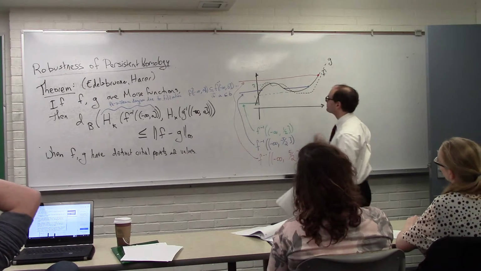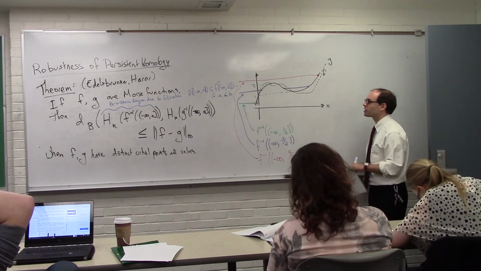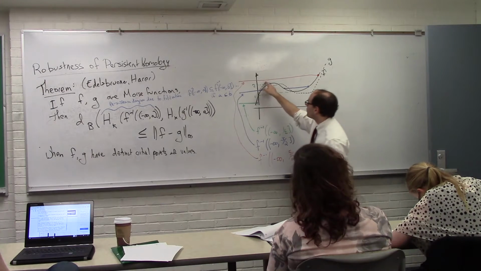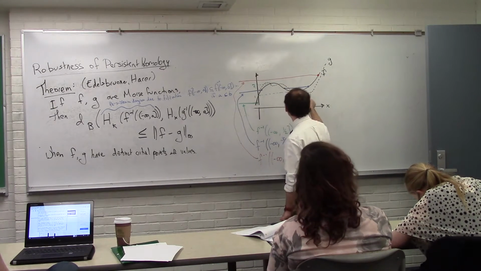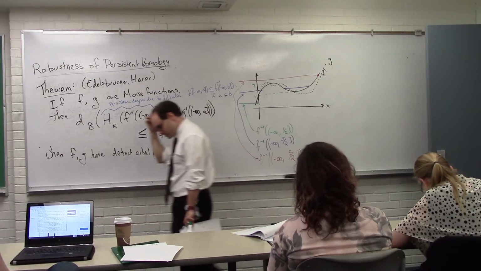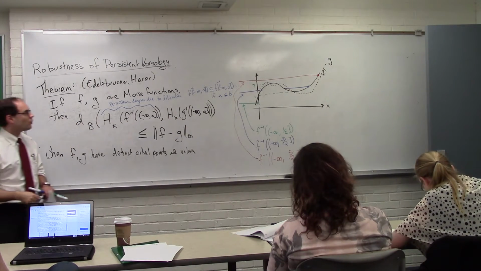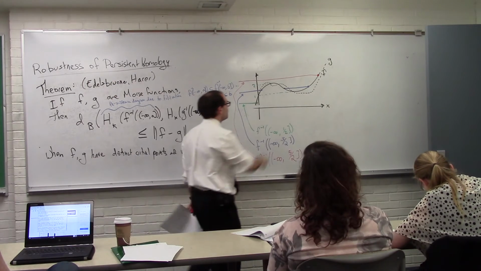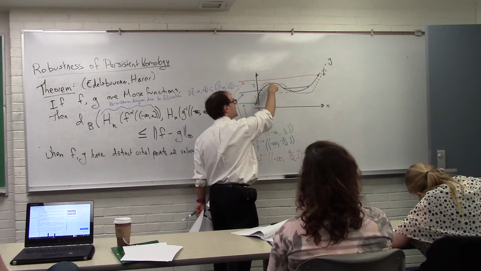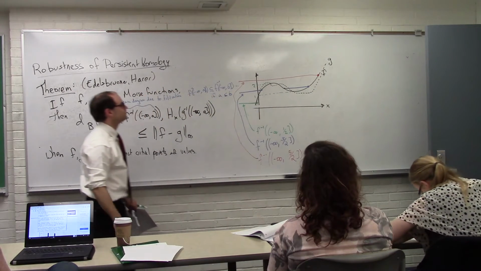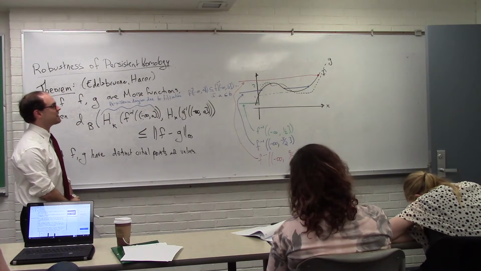So that's G. Bunch more critical points. I've now added 1, 2, 3, 4 critical points rather than 2. What ends up happening? Well, for a little bit of time in here, I get an extra connected component that isn't present in F, but it's present in G.